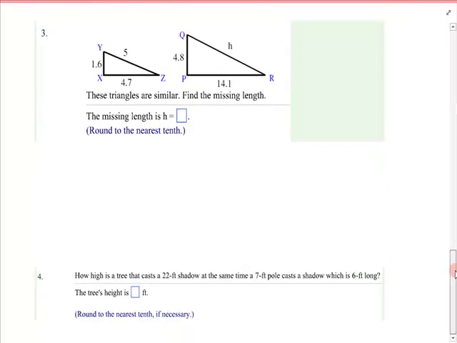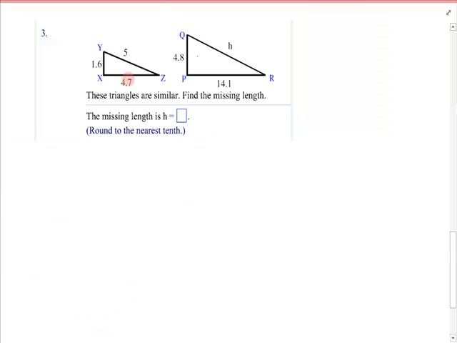All right, let's look at number 3. This one only has one part. We look at the triangles. The triangles are similar, find the missing length, and I'm supposed to find h. Okay, can you see numbers that are in corresponding parts? Yes, and you have choices. You're going to pick one.